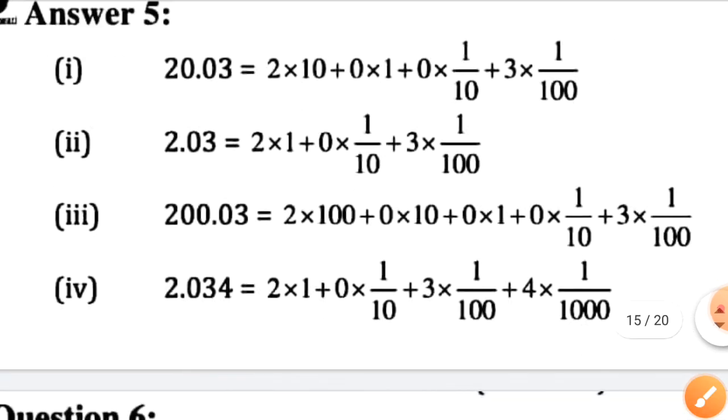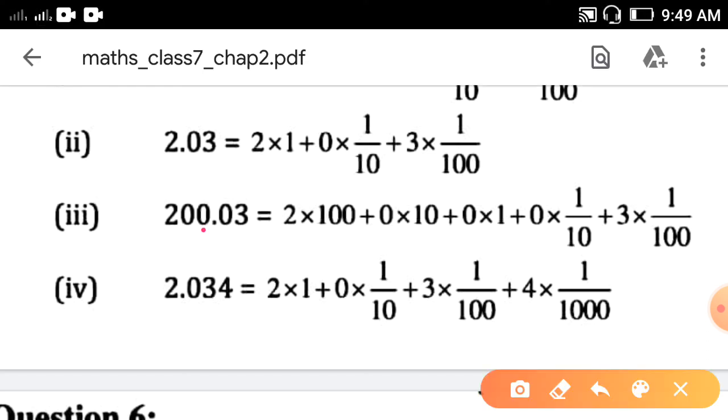On the left side you have to start with the rightmost digit. It means here 0 is there, you start from that, then 0, then 2. Okay, so on the right side of the decimal point it stands tenth, hundredth, thousandth. Okay, so you have to divide.